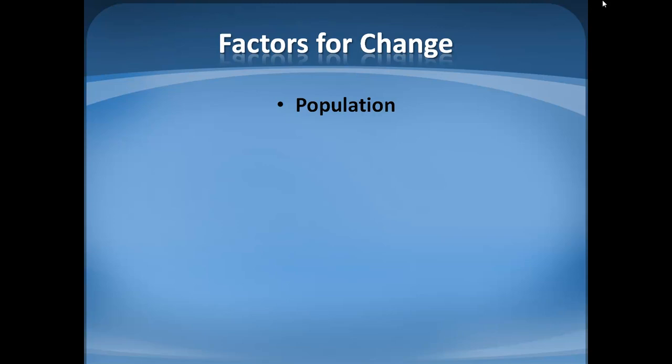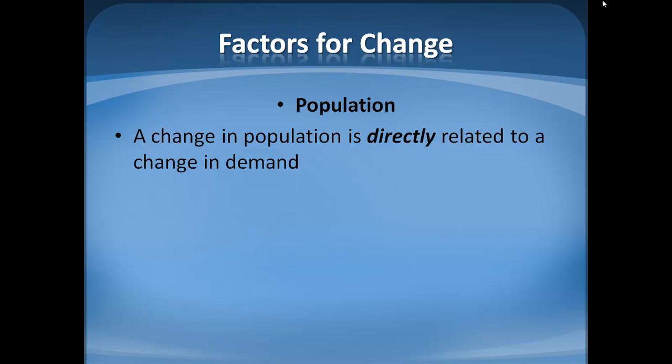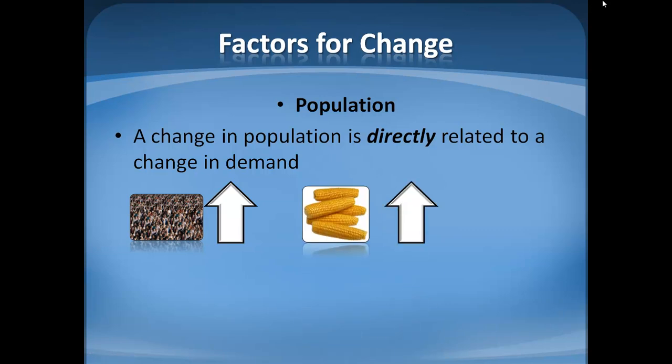The third one is population. Population and demand are directly related. A change in population is directly related, so as population increases, the demand for food increases. Again, this should feel like common sense. Tell me if you think that when we get to the end. We'll see. So, population is directly related.